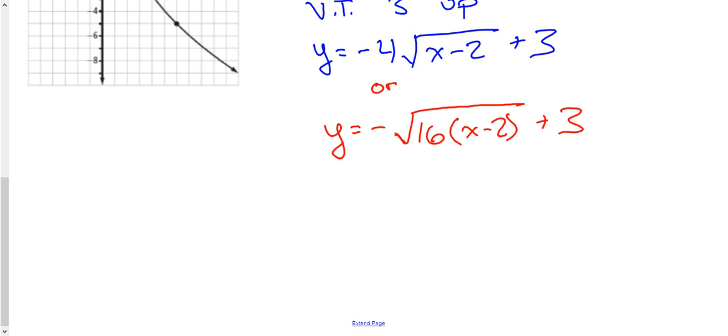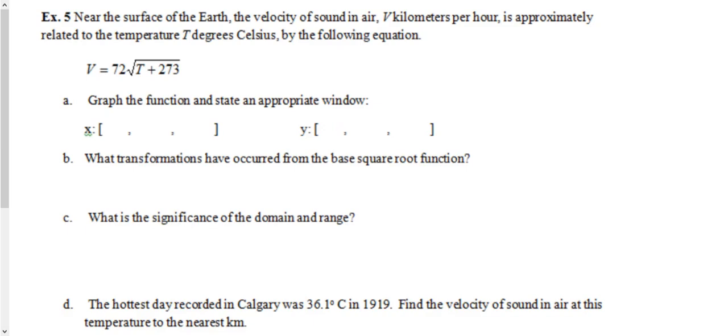So moving on, we have our next set of examples here. This next example and the last one is purely all calculator work, more or less. So make sure that you have a graphing calculator out with you and you're able to type stuff in. In this case here, we have near the surface of the Earth, the velocity of sound in air in kilometers per hour is approximately related to the temperature.